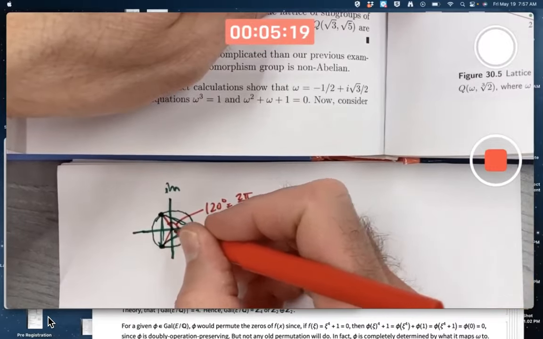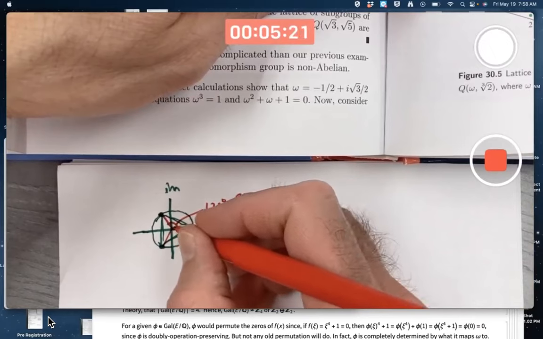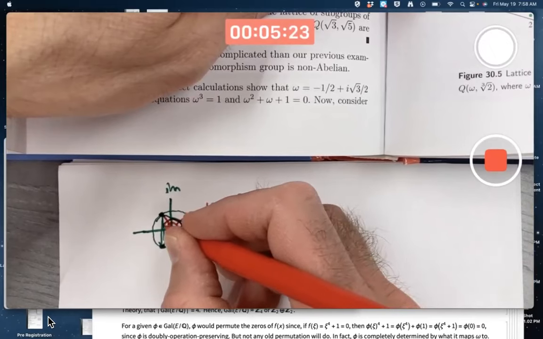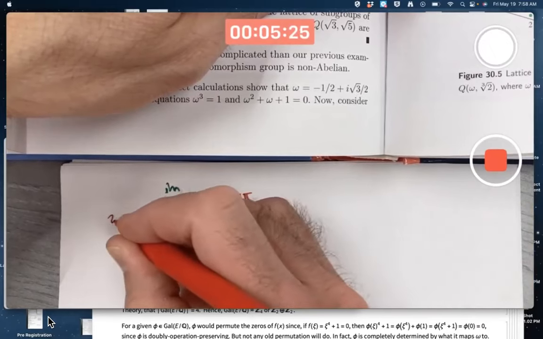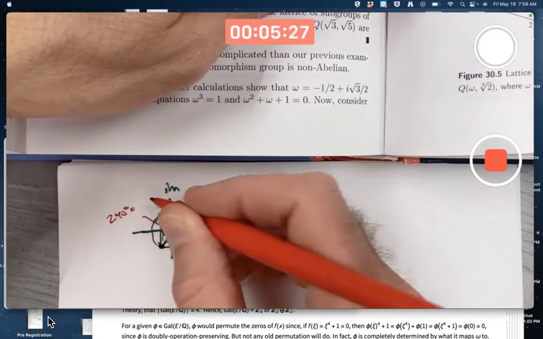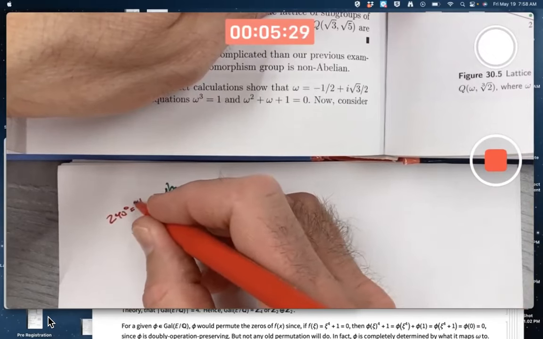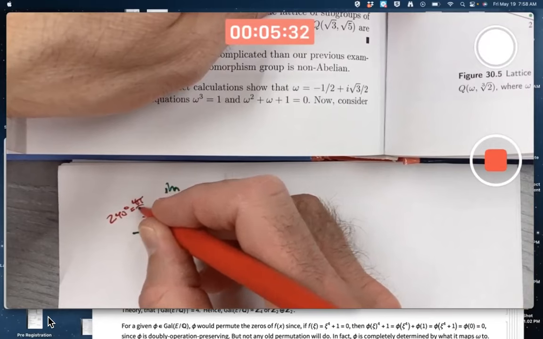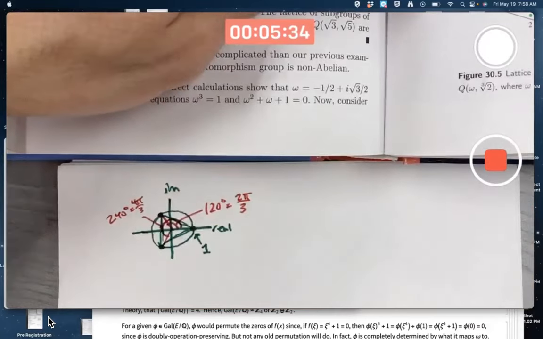This one right here could be thought of as negative 120 degrees, but you also could think of it as 240 degrees, and that would be 4 pi over 3 radians.